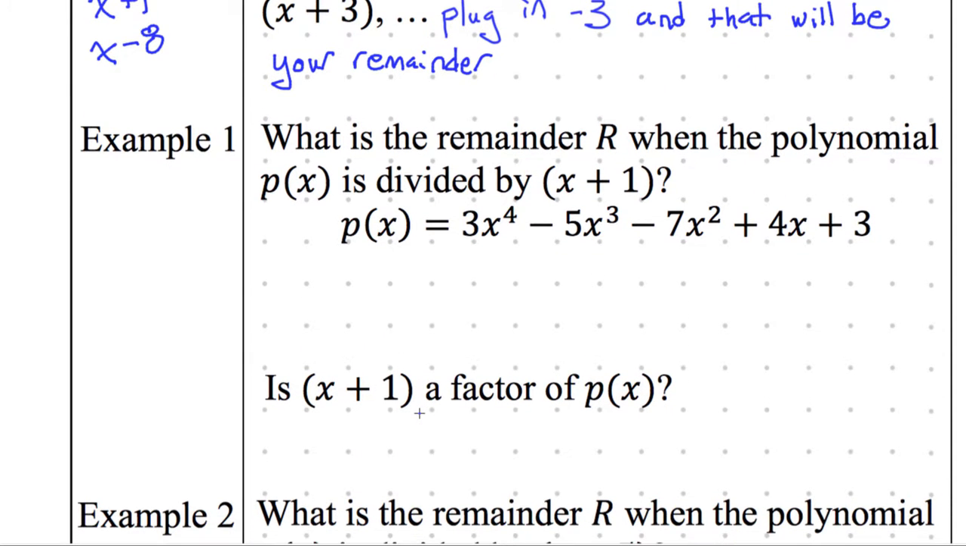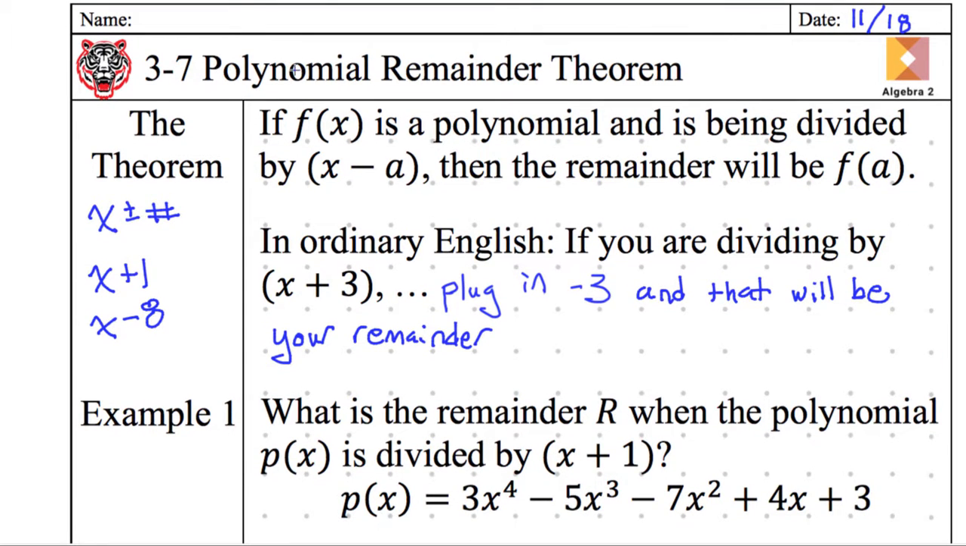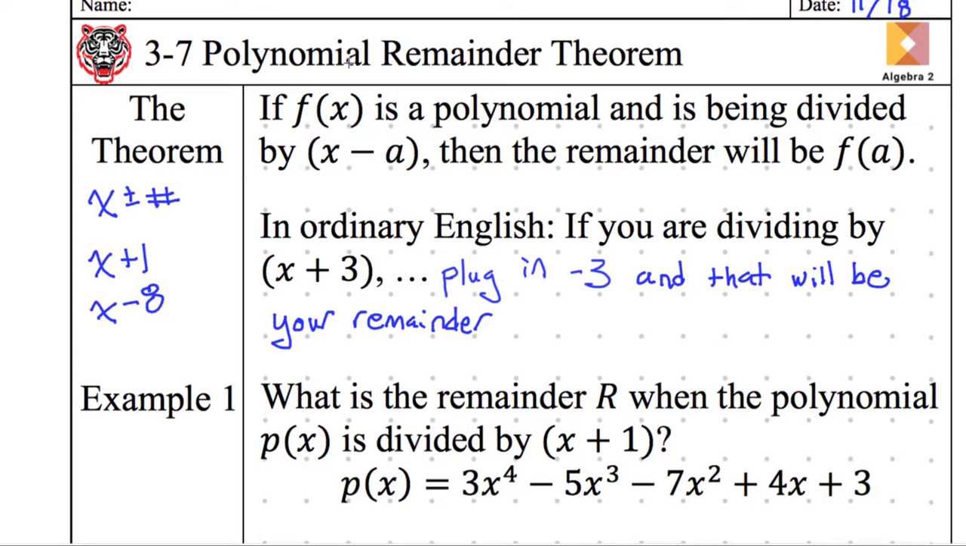Okay, so let's go on to example 1. What is the remainder? If I'm looking for the remainder, I can use the polynomial remainder theorem to quickly get to the shortcut of what the remainder is. When I'm dividing by x plus 1, oh look, it's that form that we're allowed to use for synthetic division. That means we can use the polynomial remainder theorem. Let's go ahead and do that.